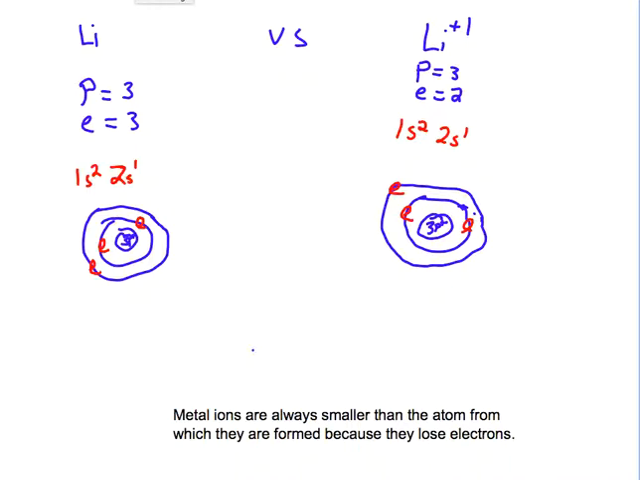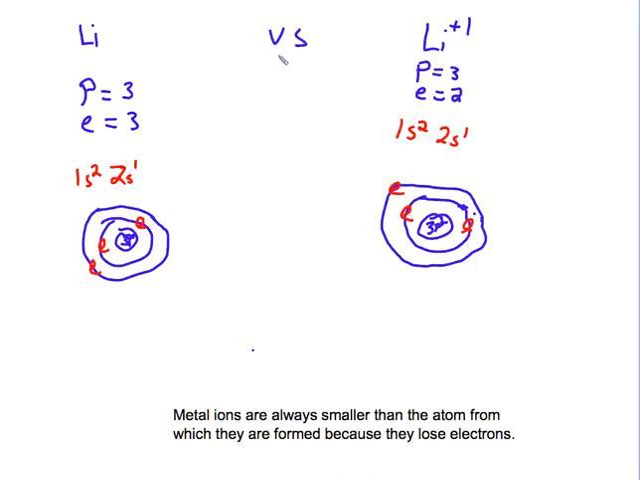The first rule that I want to show you is that metal ions are always smaller than the atom from which they were formed because they lose electrons. Let's look at an example here. Here we have lithium, the neutral atom. It has 3 protons and 3 electrons. If you write the electron configuration, it's 1s2, 2s1. It has 2 layers or shells of electrons.